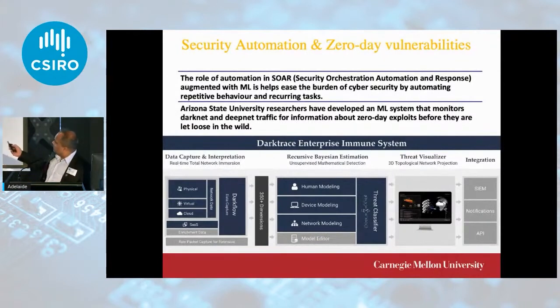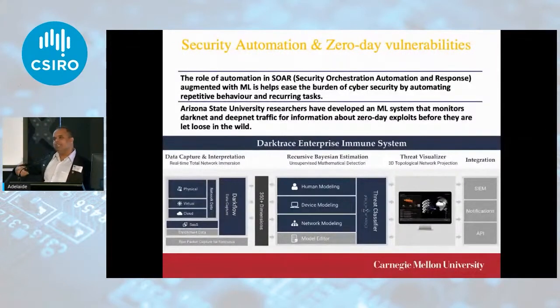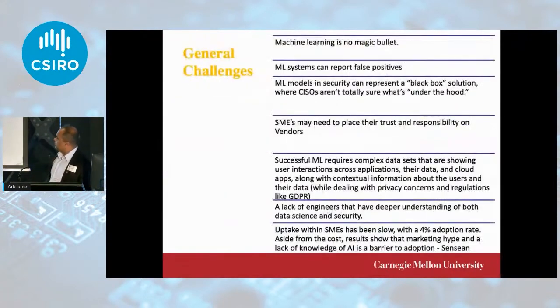So, in terms of zero-day vulnerabilities, there's an interesting case, and this is something you could think about as an ML application: how can you try to identify zero-day exploits by looking at information being posted on the darknet or deepnet, the anonymous internet, right? Can you run sentiment analysis or even natural language processing analysis and apply machine learning models? I'm just going to finish in a minute, but this is something that Arizona State University has done.